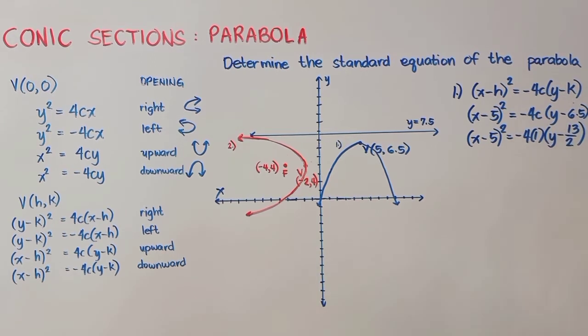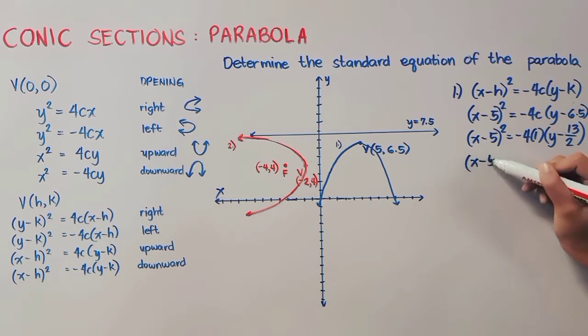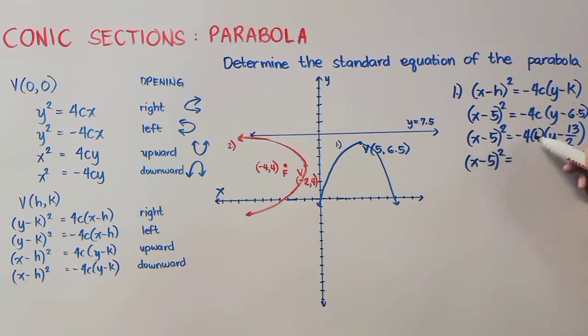Let's make it into a fraction to make it more formal. Therefore, our final answer is quantity (x minus 5) squared is equal to negative 4 times 1, which is negative 4. And then we'll just copy (y minus 13 over 2).